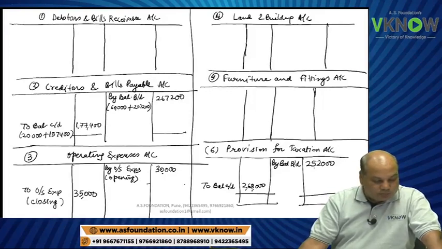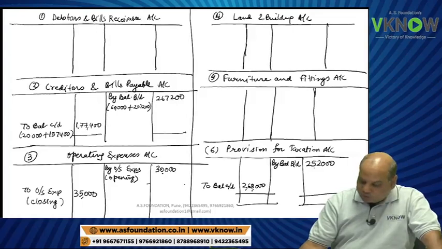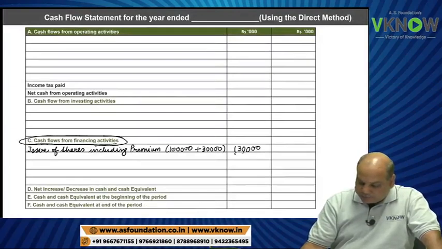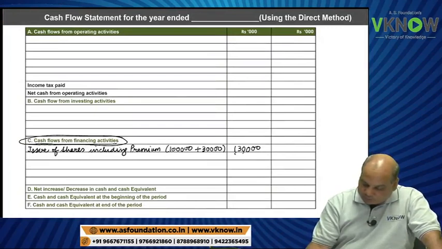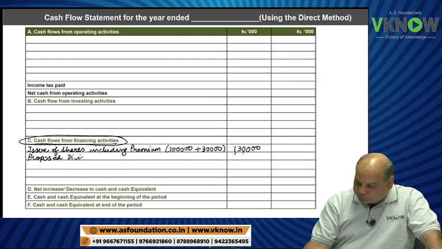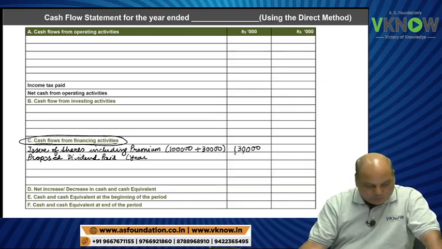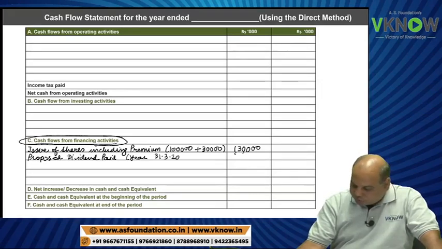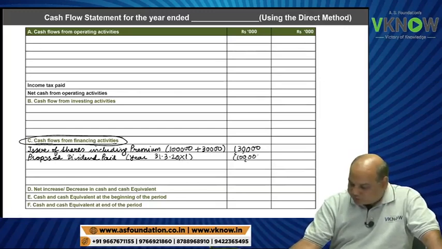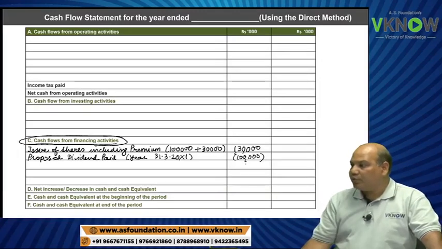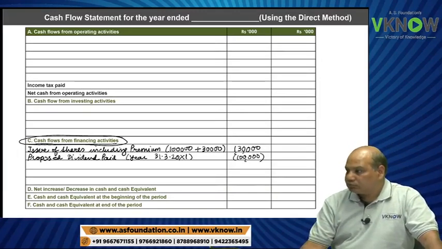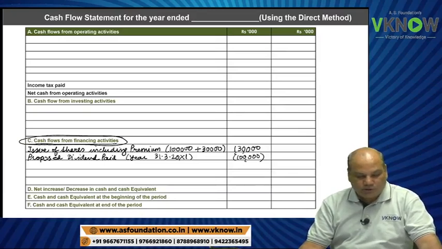Proposed dividend of last year, 1 lakh, has been paid. So you come to financing activity. In financing activity, write down last year proposed dividend paid, in bracket year 31st March 20x1. This 1 lakh rupees has been paid.